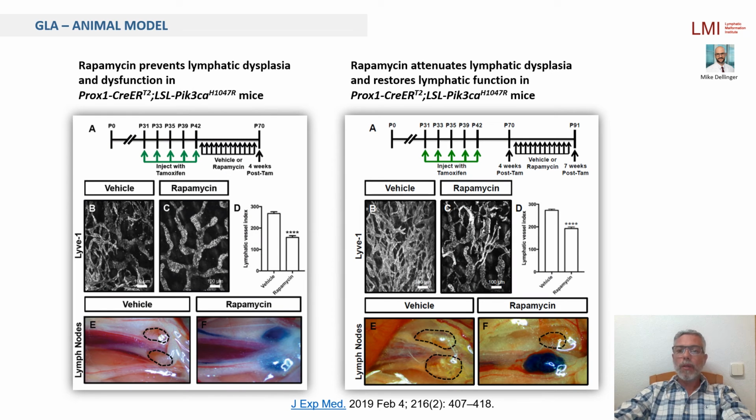The animal model also showed that the use of rapamycin, a known inhibitor of the abnormal growth caused by mutations in PIK3CA, prevented the onset of lymphatic dysfunction and dysplasia. And also, the rapamycin was useful to improve the lymphatic dysfunction and dysplasia once it was already present.